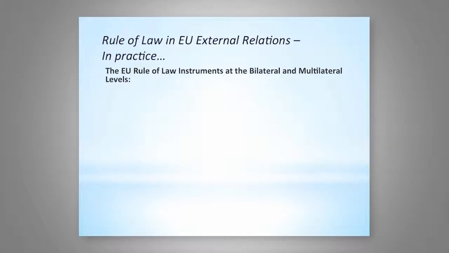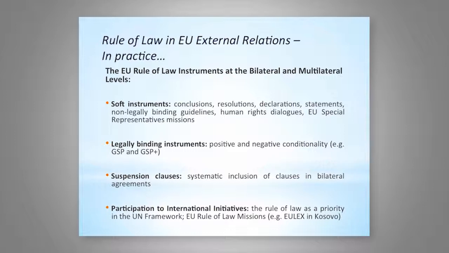In order to promote the rule of law, the EU mobilizes various instruments from its diplomatic toolbox. Soft instruments: conclusions, resolutions, declarations, statements, non-legally binding guidelines, human rights dialogues, EU special representatives' missions. Legally binding instruments. These instruments give positive incentives, so-called carrots, or negative incentives, so-called sticks, to comply with the EU principles, including the rule of law, for example GSP and GSP+. Suspension clauses. These clauses are regularly included in the international agreements with third countries and condition the implementation of the agreement to the respect of certain European values.